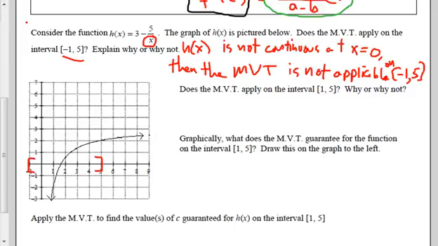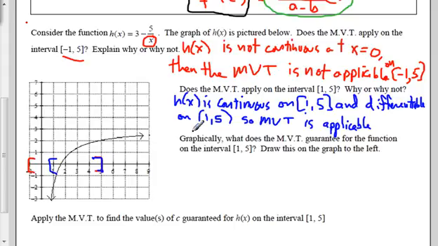All right, the next one says, well, hey, let's double check a different interval. So from 1 to 5, well, I know it's continuous from 1 to 5. I know it's differentiable from 1 to 5, and that's all we need for the mean value theorem. So yes, that's going to apply. Let me write that down. And again, it's continuous on the closed interval 1 to 5 and differentiable on the open interval from 1 to 5. Therefore, the MVT is applicable.